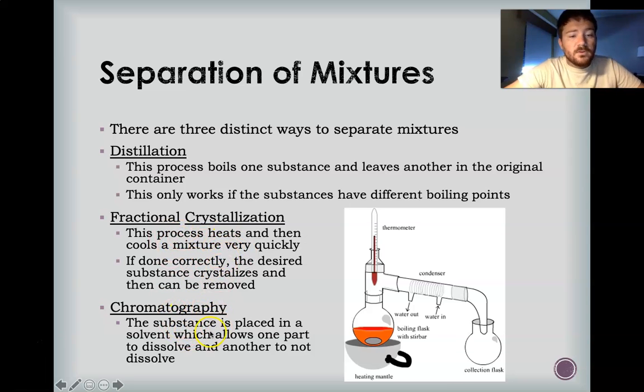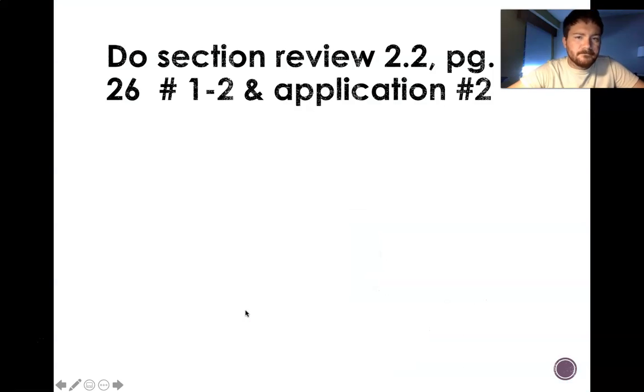And chromatography, you might see paper chromatography, is where a substance is placed on a different solvent to allow something to dissolve through and something to stay. Sometimes it's placed on a piece of paper, and then some stuff goes through the paper and other stuff does not. Probably the least effective method, but useful for some things.